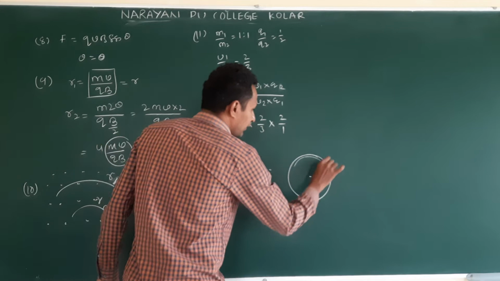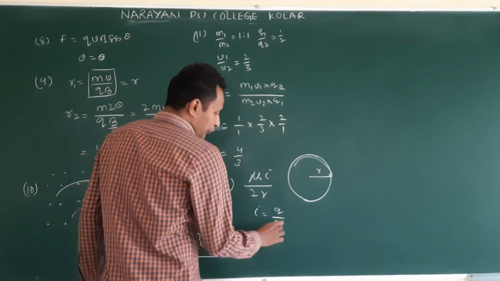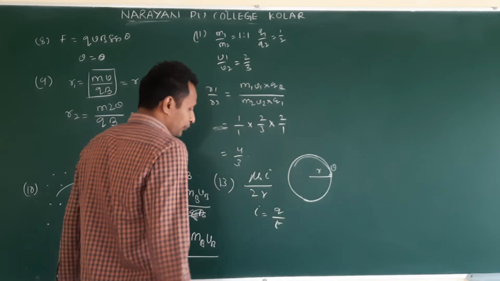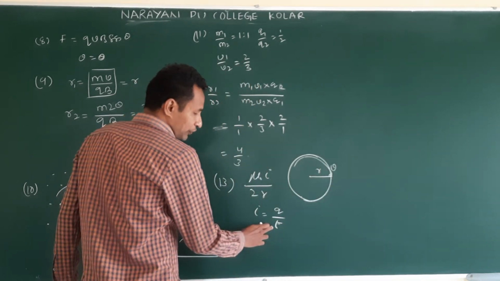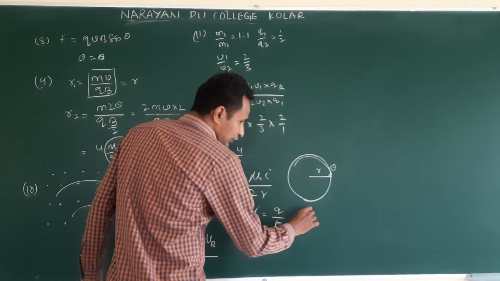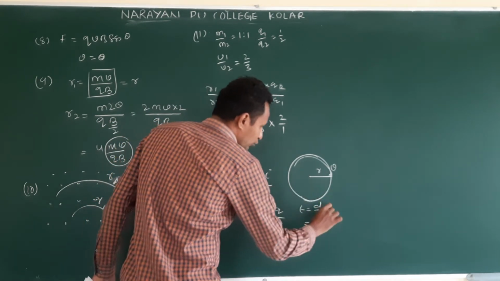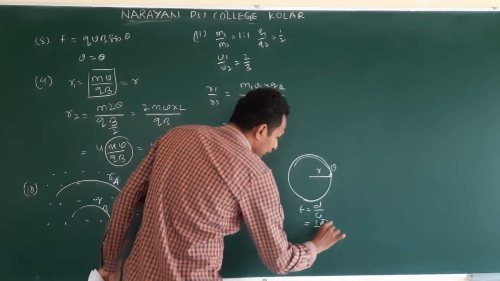This is radius R. T we do not know. The velocity is given as V. Then how to write T in terms of velocity? Velocity is equal to distance by time, so time is equal to distance by V. What is the distance? It is 2 pi r. So T is 2 pi r by V.